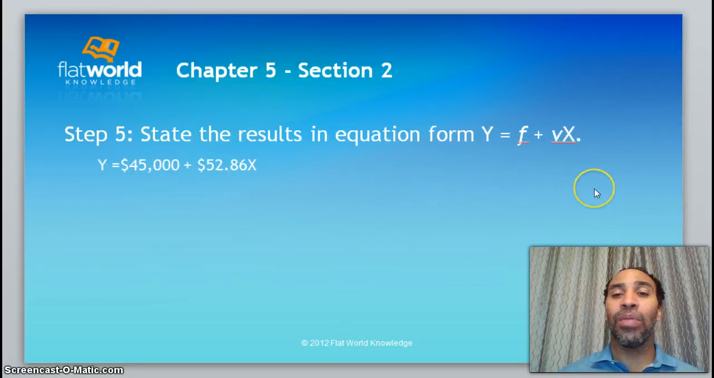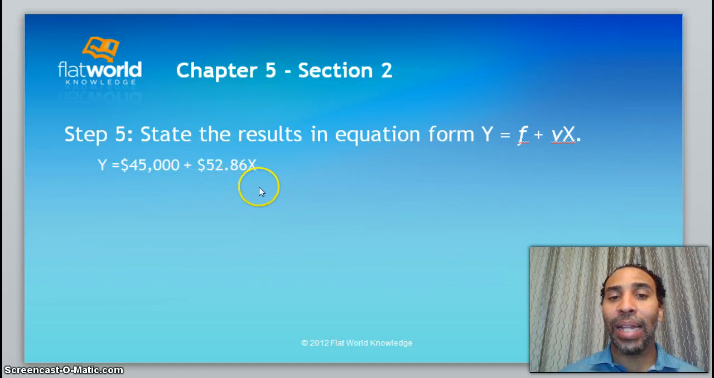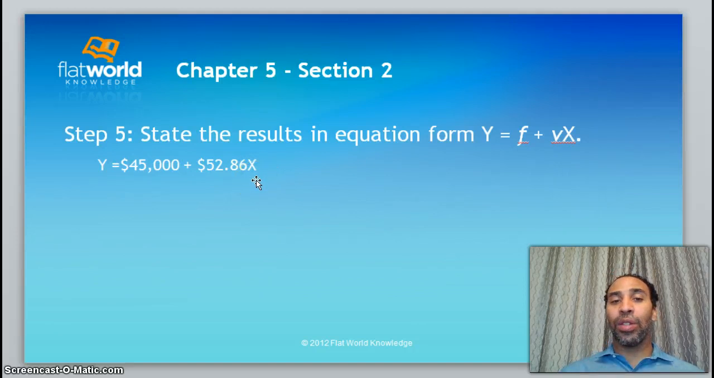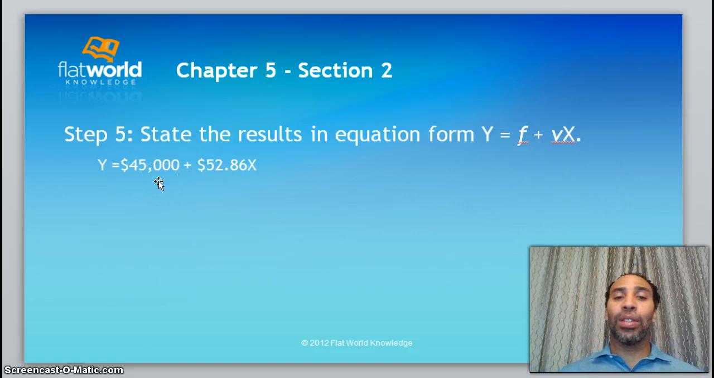Then we stated an equation, right? So y equals f plus vx, same equation we used the entire chapter. Y equals 45,000 plus 52.86 times x. That is your equation. No matter what your level of activity is, it's going to go where the x is, and you're going to solve for that equation, right? So you take 52.86, you multiply it by whatever x is, and then you add that to 45,000. Remember your order of operations, that you have to do the multiplication prior to doing the addition.